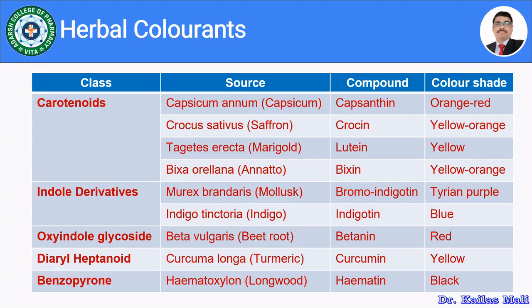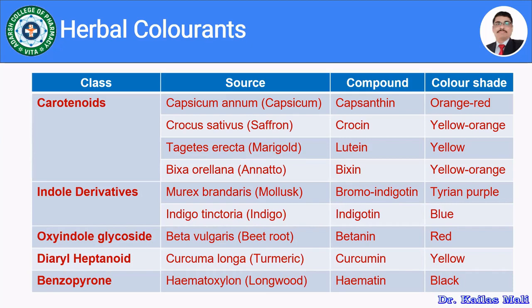Then marigold, which is obtained from Tagetes erecta, comprises lutein as a major chemical constituent, which is responsible for the yellow color. Then annatto, which is obtained from Bixa orellana, comprises mainly bixin as a chemical constituent, which is responsible for yellow to orange color.